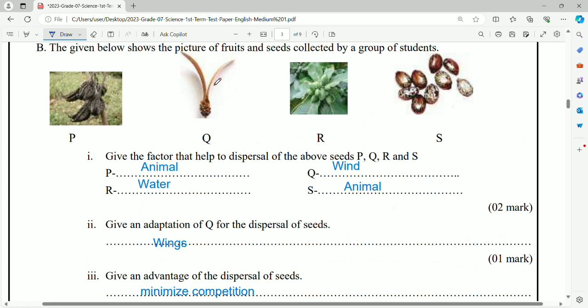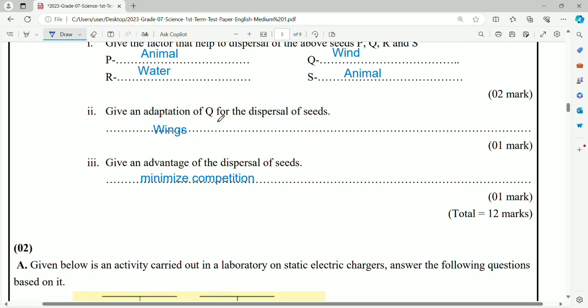Q, what is present here? Wings, like these wings present, it helps in dispersal by the wind. And give the advantage of dispersal of seeds. Why is seed dispersal important?